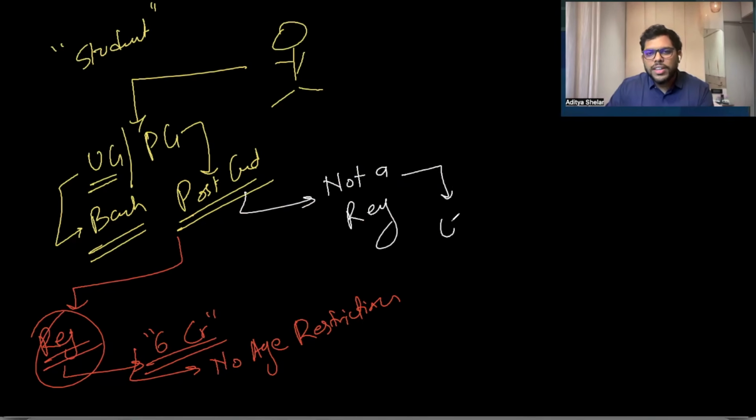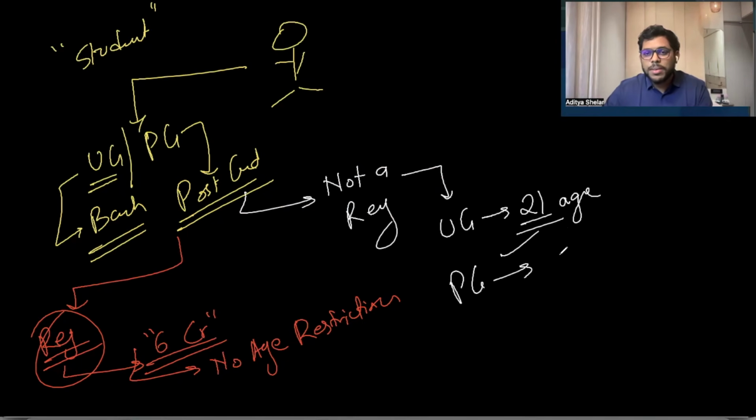If you are part of an undergraduate program, the age restriction is somewhere around 21. If your age is up to 21 years, let's say you are part of an open university degree, yes, you can call yourself a student. If you're someone who's going for a postgraduate degree, then the age limit is 23. Please know this bifurcation very well.